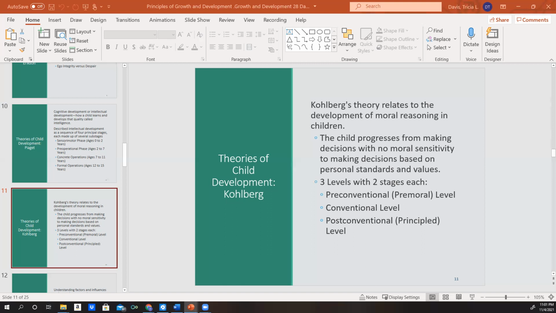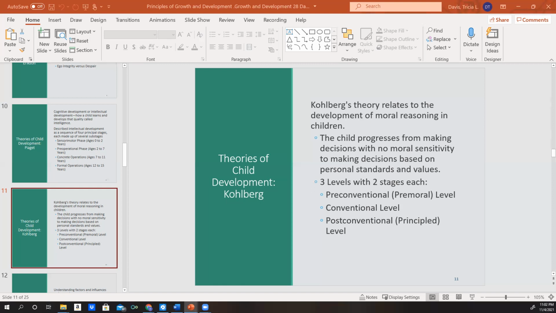Then the second level is the conventional level. In stage 3, this is what we call the good boy orientation. We see this between ages 7 to 10. This is where being nice is very important. Children want to avoid a guilty conscience, so pleasing others is very important.